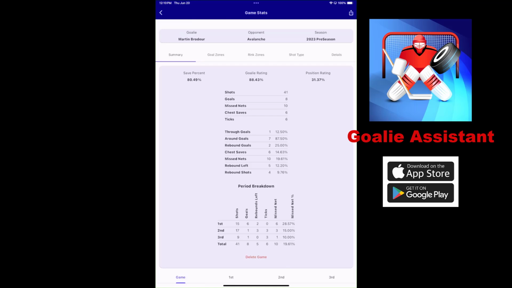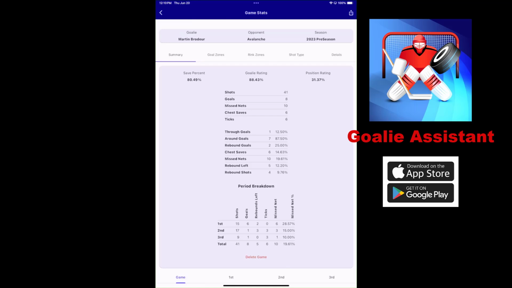And so a game rating is a way to analyze everything: missed nets, ticks, how many goals went around the goalie, how many of them went through. Seeing a higher game rating than, say, the save percentage means the goalie played better than his save percentage. If the goalie had given up an icing, his game rating would be worse.